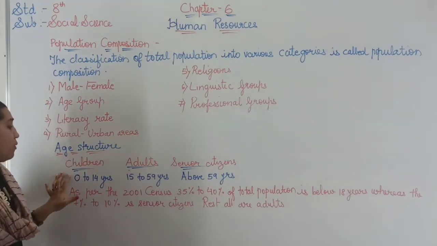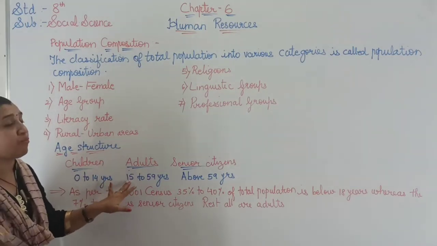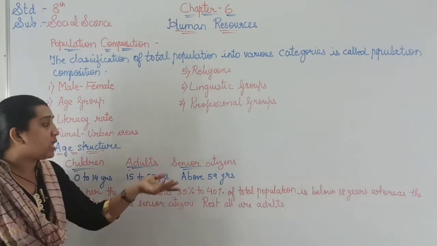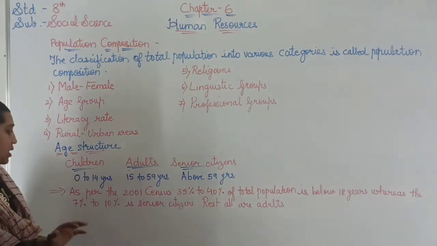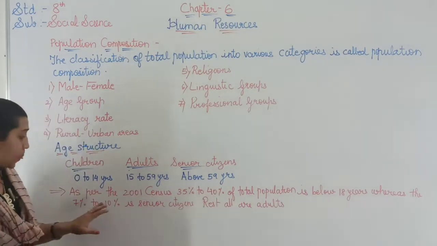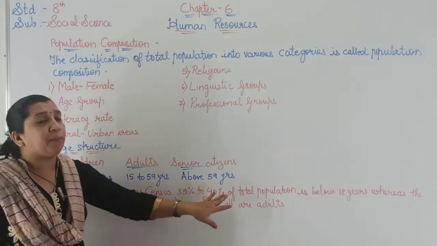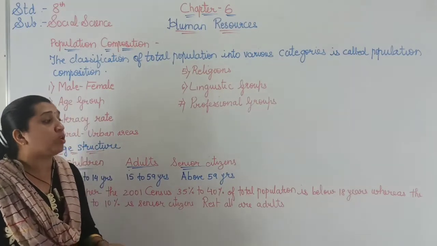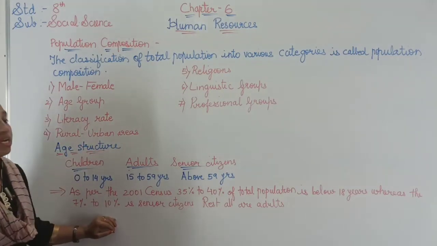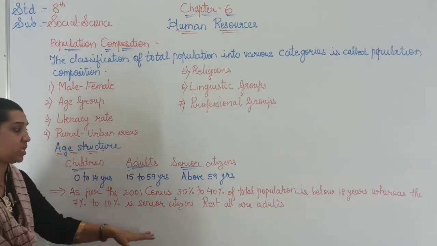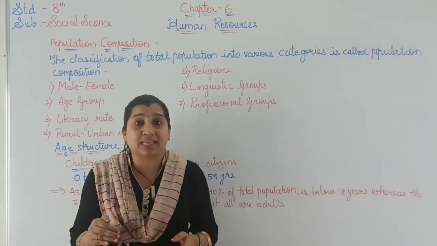The children from 0 to 14 years, adults are coming in the category from 15 to 59 years, and above 59 years are coming in the senior citizen. As per the census of 2001, 35 to 40% of the total population is below 18 years, whereas 7 to 10% is of the senior citizen. The remaining are all coming in the adults category.